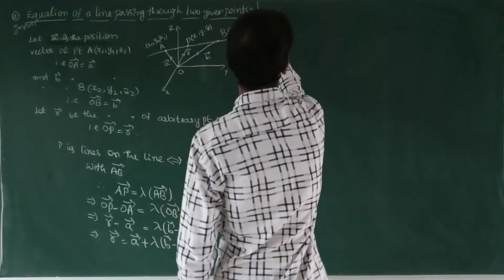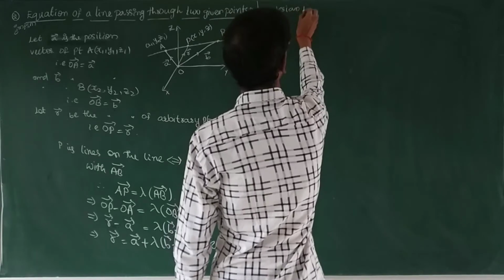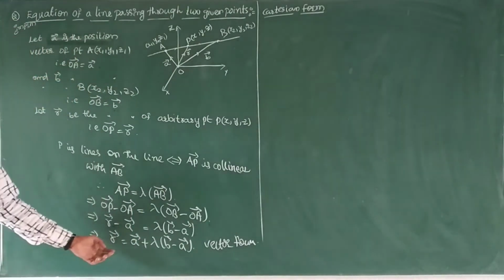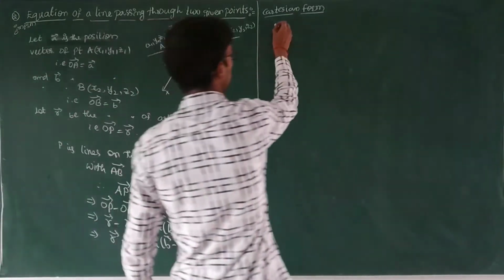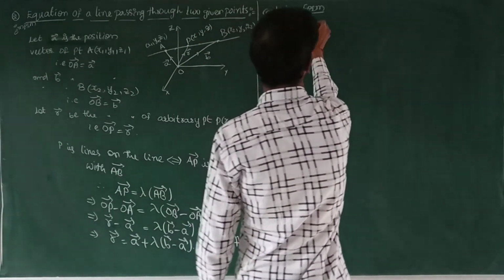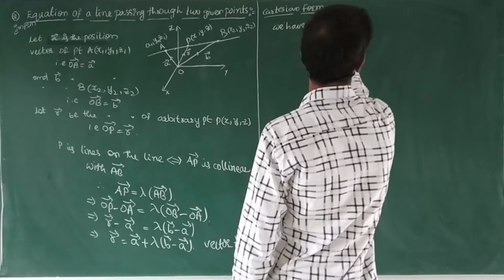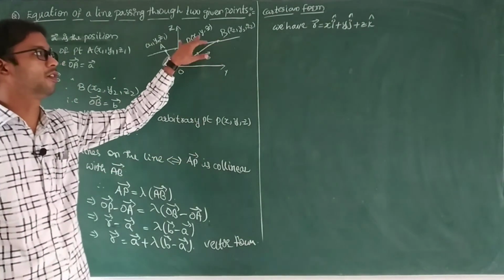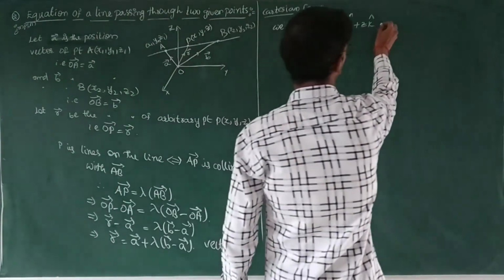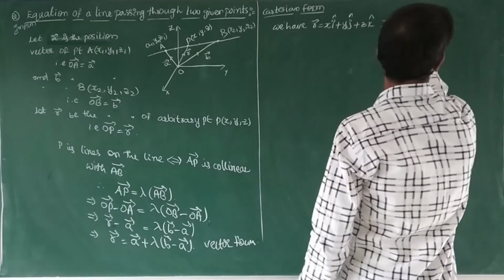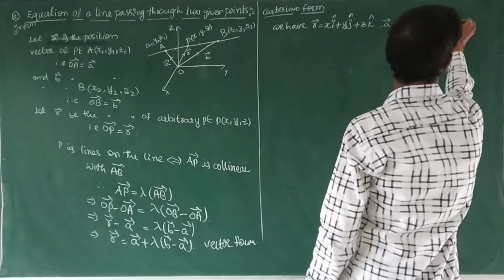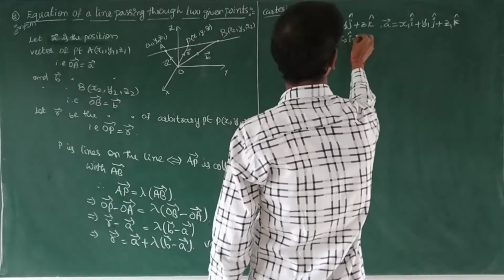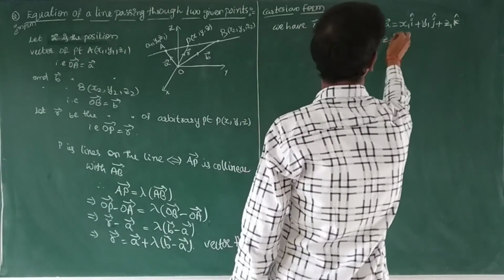Now for the Cartesian form, we have to write the values of R bar, A bar, B bar. We know R bar is equal to x i cap plus y j cap plus z k cap, which is the position vector of point P. Next, A bar is x1 i cap plus y1 j cap plus z1 k cap, and B bar is x2 i cap plus y2 j cap plus z2 k cap.